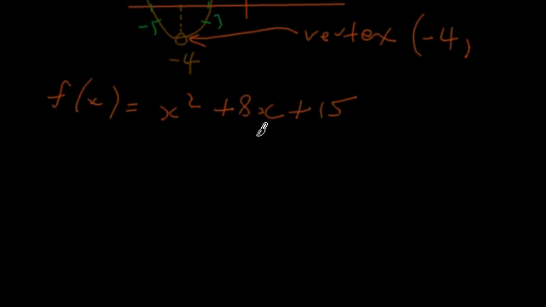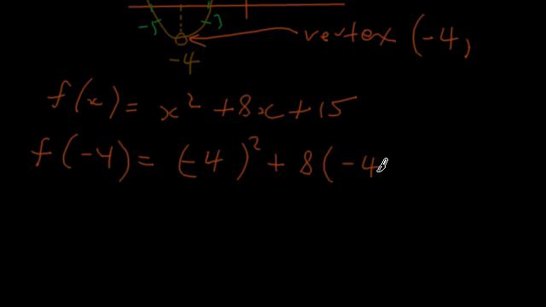And we're going to take -4 and plug it in. So f at -4, wherever you see an x, you just substitute -4. So -4 squared plus 8 times -4 plus 15. And anytime you square a negative number, you're just going to get a positive number.